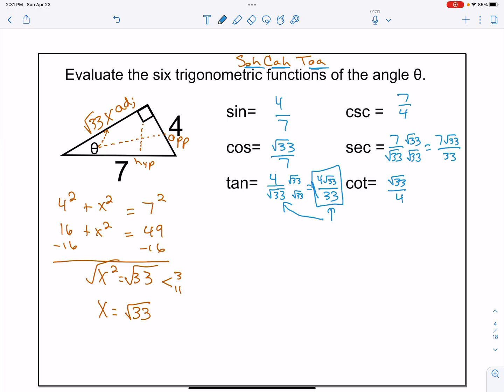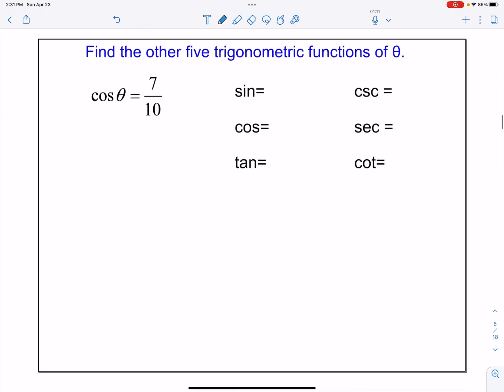Okay, so let's try another one. This is very similar to it, except this time we just don't give you a picture to go along with. So first of all, everyone should get at least one of these 6 correct because they tell you what cosine is: 7 over 10. And I'm going to go ahead and flip that, and that means secant is the reciprocal, 10 over 7. Okay, so everyone should get those 2 correct on here.